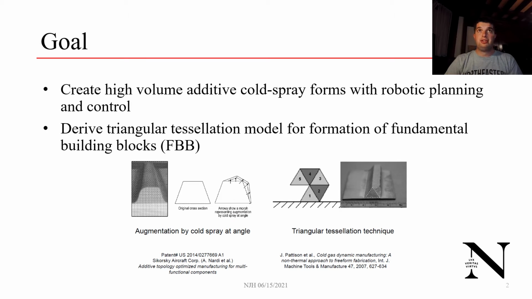The goal for this research is to create large volume cold spray forms with the assistance of robotic path planning control. The basis for this research is the triangular tessellation technique, which is well cited in the literature, but is scant in its actual documentation of how to recreate it. Part of our research focuses on recreating the triangular tessellation technique, documenting its parameters, and applying it toward the creation of small fundamental building blocks.